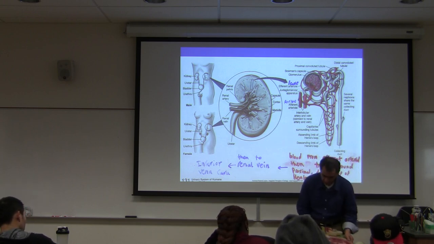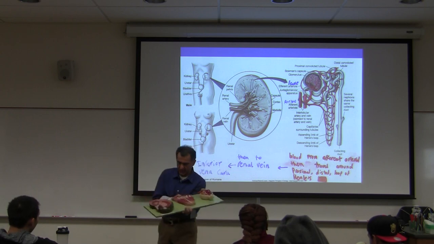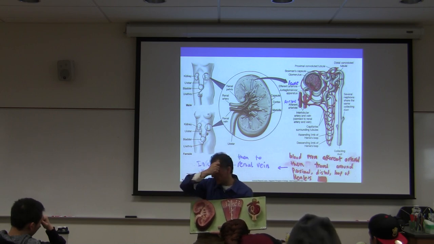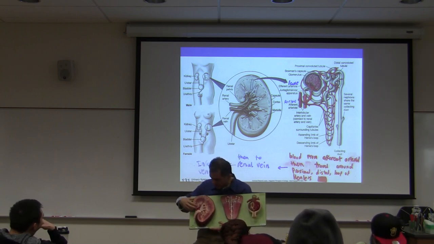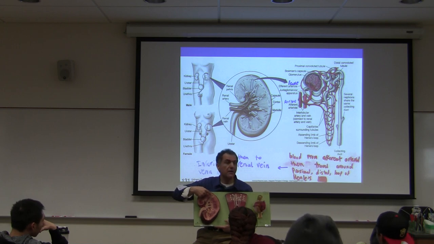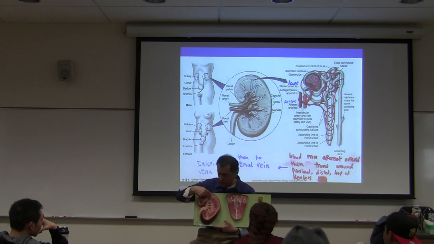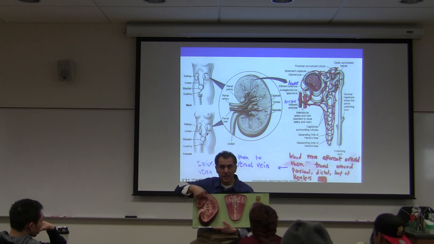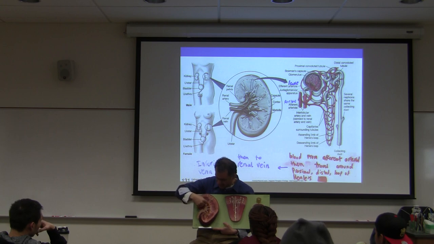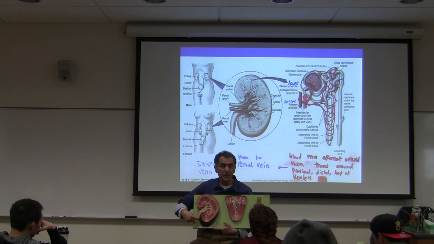Quickly on the model we have here, I hope you all can see this. The iTunes videos do not have the models unless I'm reviewing for the lab. But right here we have the models. So here is a cortex layer. In the cortex layer of your kidney, you have a lot of glomerulus. It has glomerulus right here. The medulla layer has the collecting duct and loop of Henle. And then, of course, you have minor calyx. They dump the urine into the major calyx, from major calyx to renal pelvis, from renal pelvis to ureter, and ureter out to bladder and urethra.